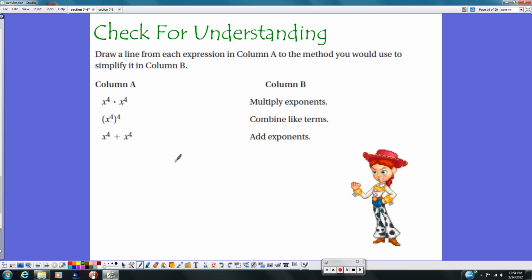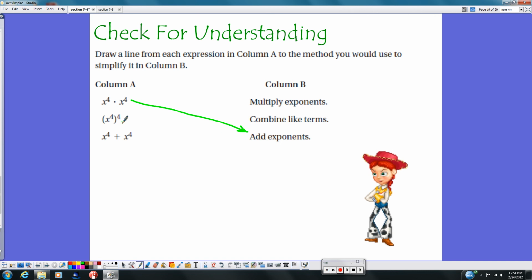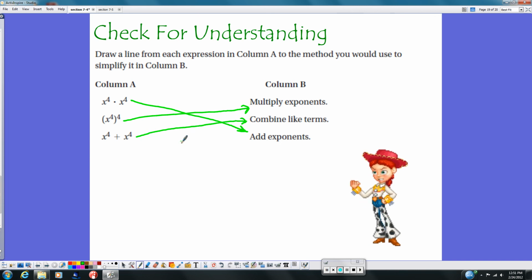Let's make sure we understand our rules here. If I had x to the fourth times x to the fourth, would I multiply, combine like terms, or add exponents? For this one, we would add our exponents. x to the fourth raised to the fourth power: multiply. And the last one here, x to the fourth plus x to the fourth, is just combining like terms.